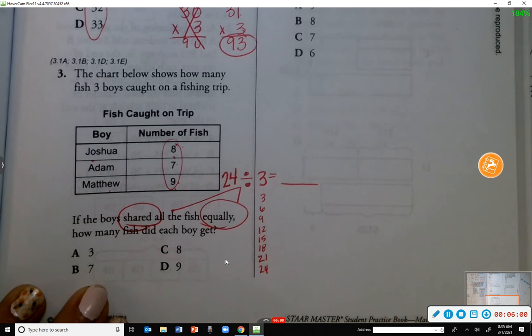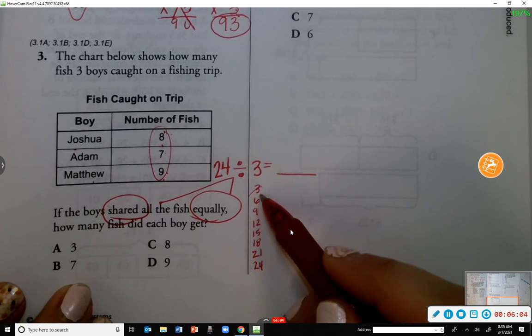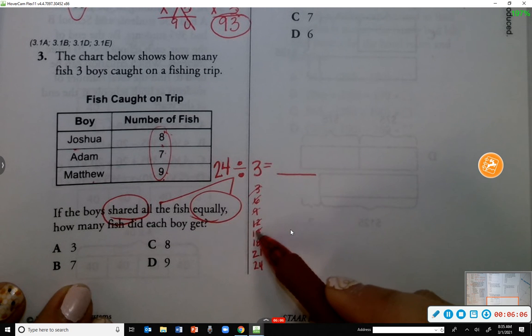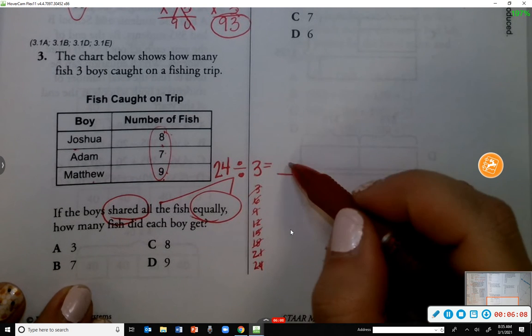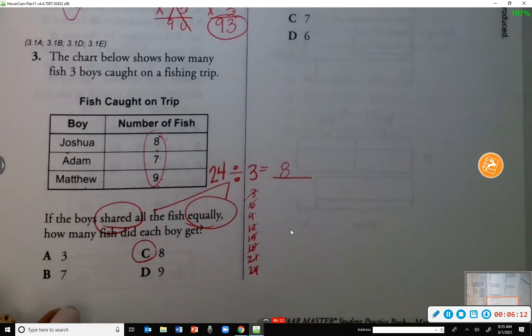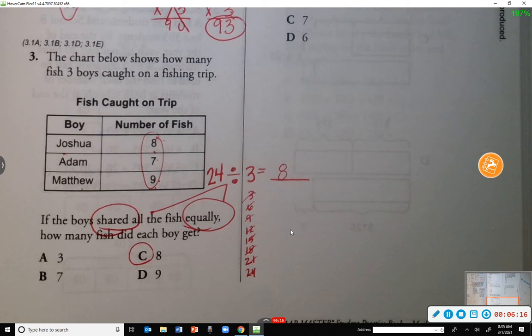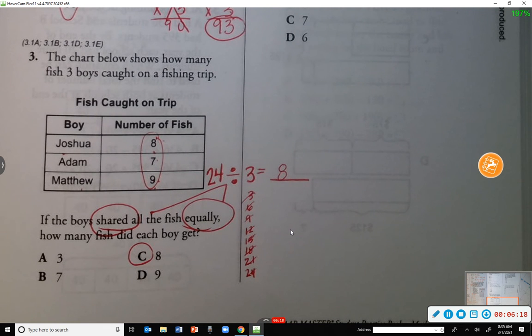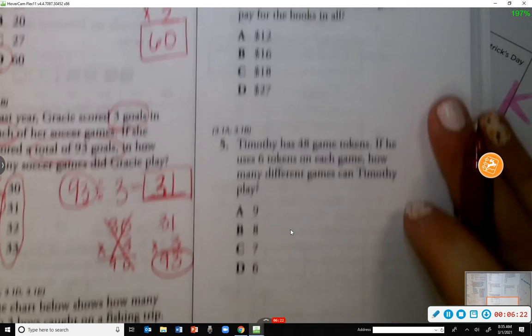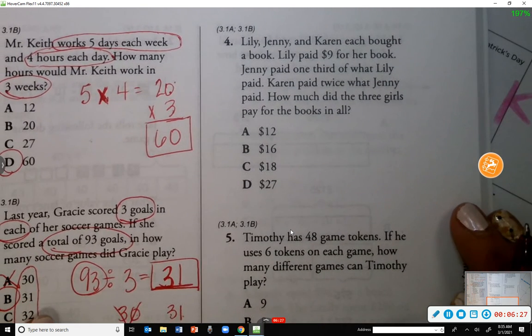So I count how many times I skipped. You skipped 8. 1, 2, 3, 4, 5, 6, 7, 8. So C is the correct answer. Any questions on that one? Did we get it right? Yes. Okay, good.